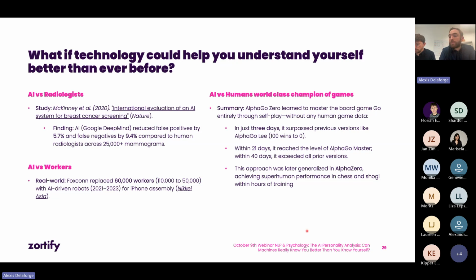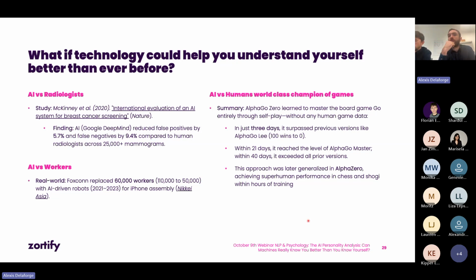Then there are things that are maybe ethically concerning, like AI versus workers. Foxconn, which is a factory for iPhones, had 110,000 workers, and they reduced it to 50,000 workers by replacing 60,000 of them with AI-driven robots. So there is a real question about what we should do as a society, etc. But it's just the reality. AI can replace workers in factories.